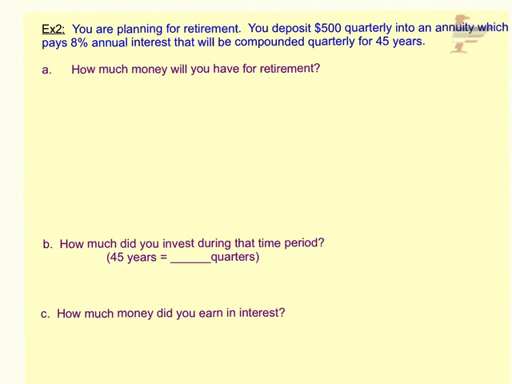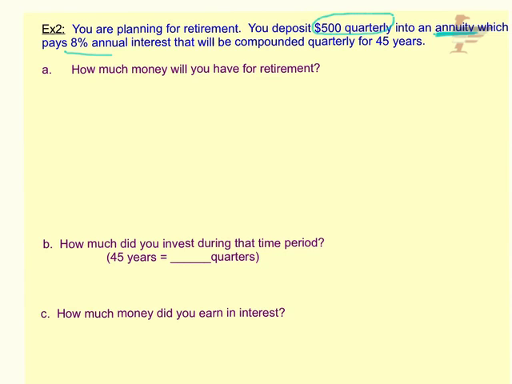Here we have an example for calculating the total amount of money in an annuity. There's a video for it, so I'm not going to go through it now, but I just want to give you a heads up and show you what it might look like. In this example, it says you're planning for retirement. You deposit $500 quarterly, so that means 4 times a year you're going to deposit $500 into an account. Oh, and it says into an annuity. So when they have the word annuity, there's a nice clue that that's what we're talking about. But also that $500 quarterly, that's the multiple deposit. So we know we're talking about an annuity versus a one-time deposit.